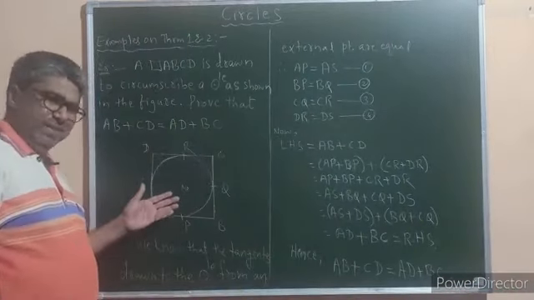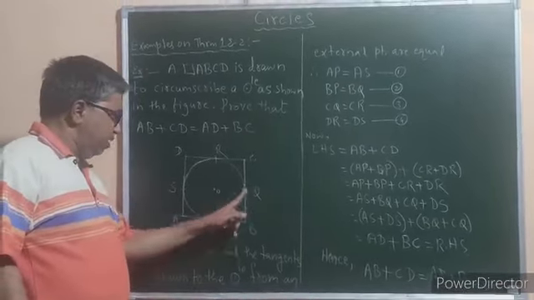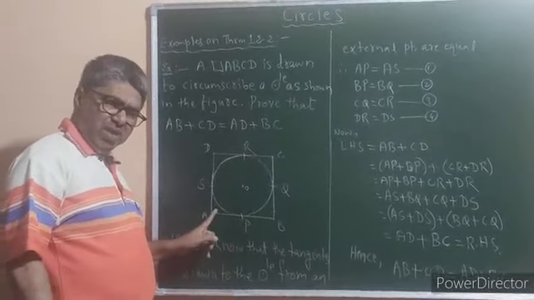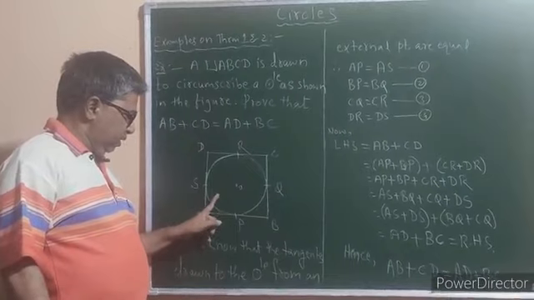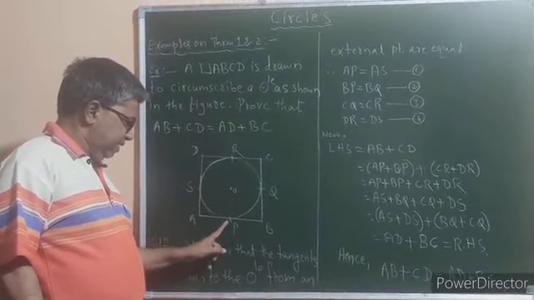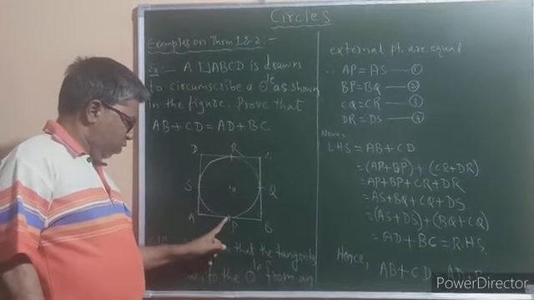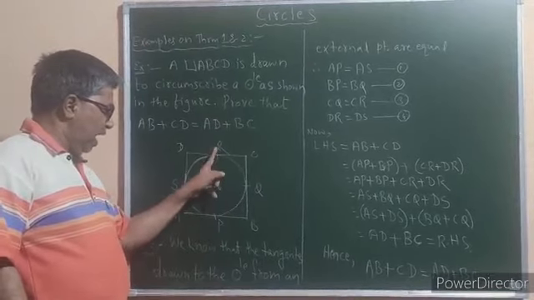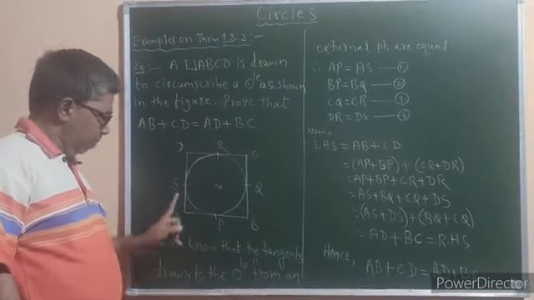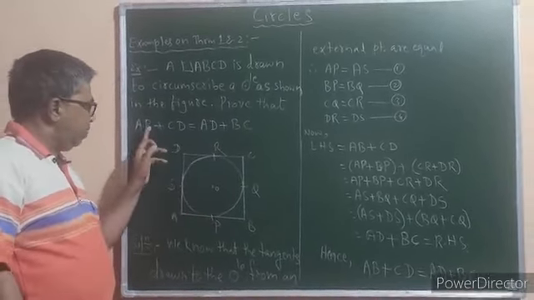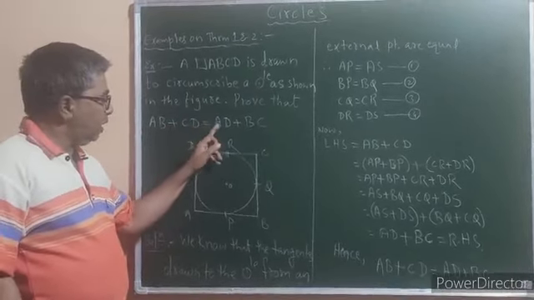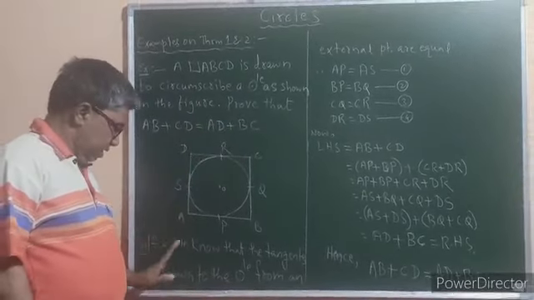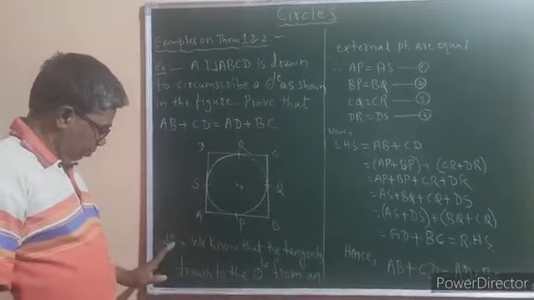Figure is given. O is the center of the circle. ABCD is a quadrilateral which touches the circle at the points P, Q, R and S respectively. Now we have to prove that AB plus CD will be equal to AD plus BC. So let us write the solution.